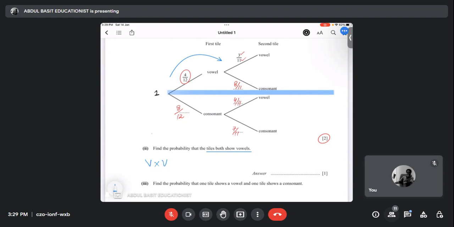Yes or no? Yes. Vowel to vowel, that is 4 by 12 times 3 by 11. 4 3s are 12, and 12 times 11 is how much? Sir, 132. It would be 132.